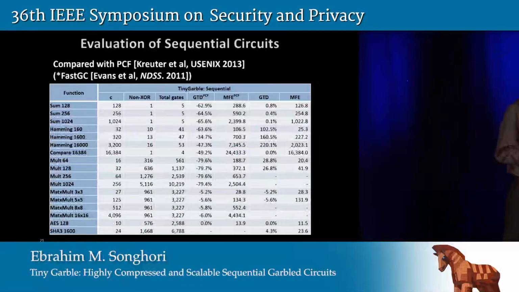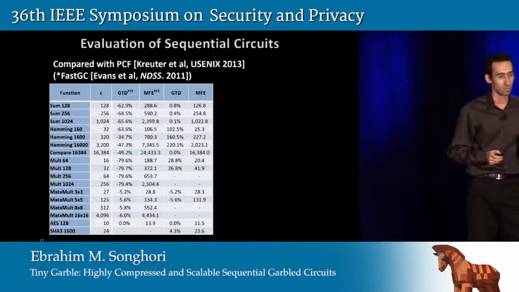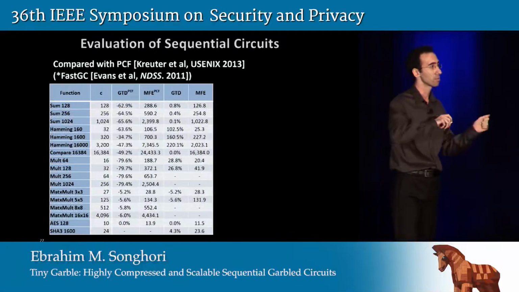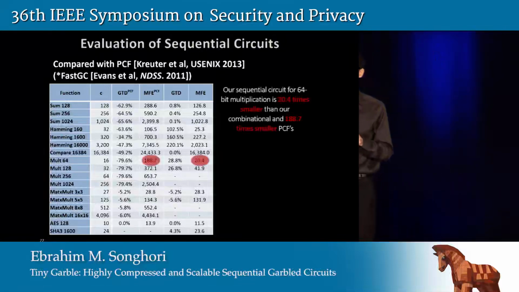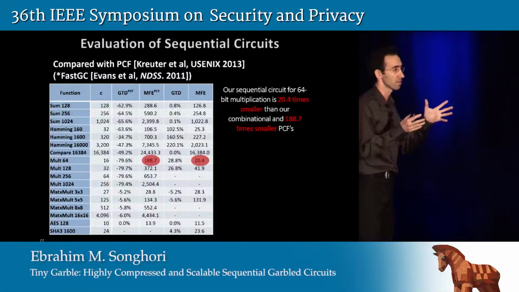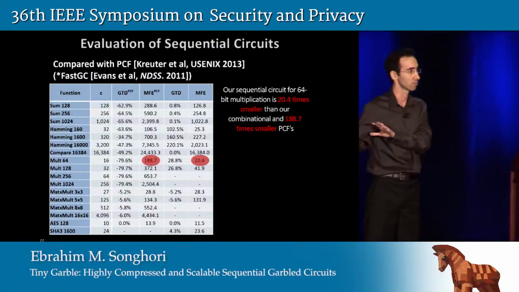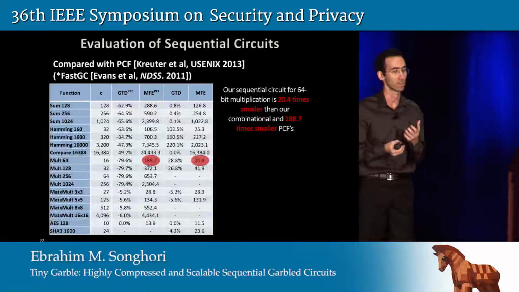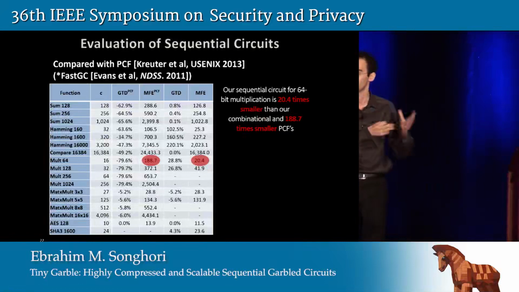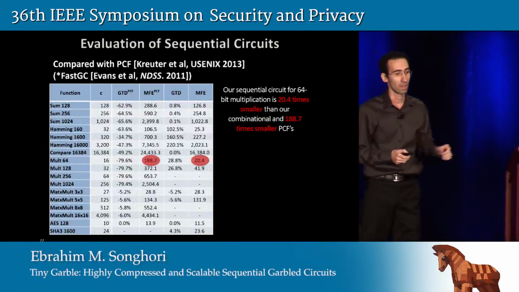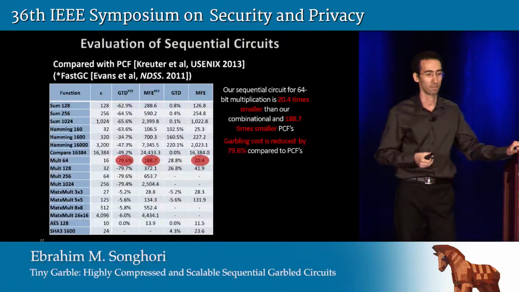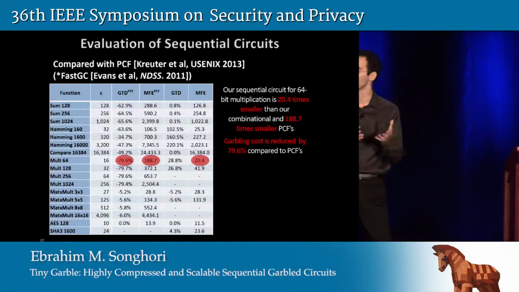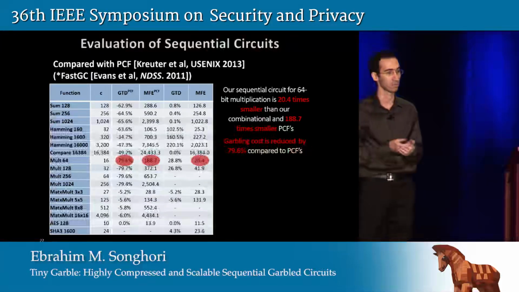OK, let's look at the sequential circuit. We compare it with our combinational circuit and also PCF. Again, multiplication 64. We can reduce the size of the circuit by 20 times compared to our combinational circuit, and 200 times compared to what PCF can do. So it's much more compact. GTD's number of non-XOR compared to PCF is negative 80%. So the number of non-XOR is reduced by 80%.